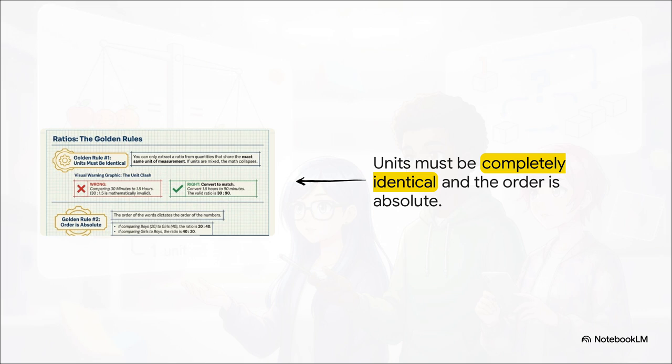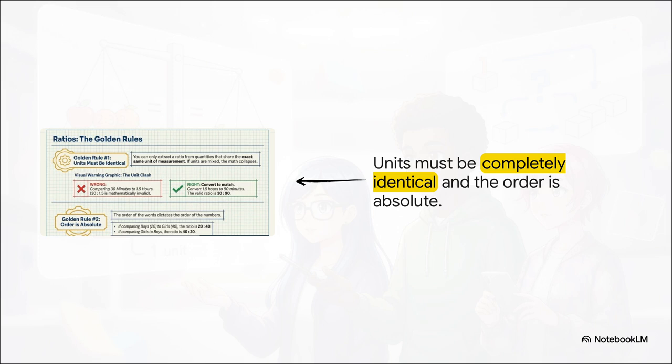Rule number 1 states that units must be completely identical. Think about it. You wouldn't compare someone's weight in kilograms to someone else's height in centimeters, right? It makes no sense. So comparing 30 minutes directly to 1.5 hours is a complete unit clash. It's just mathematically invalid. The correct way to handle this? You simply convert those 1.5 hours into 90 minutes. Now you have 30 to 90, which is perfectly valid and ready to go.